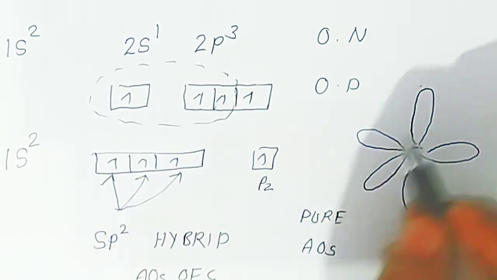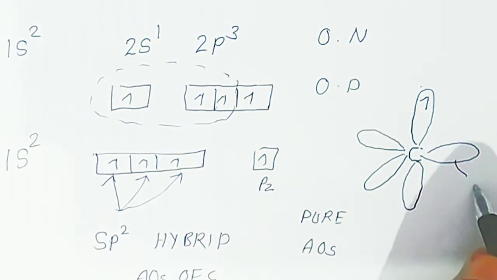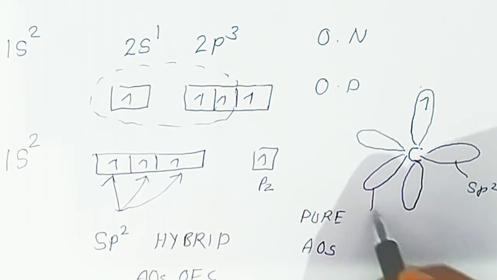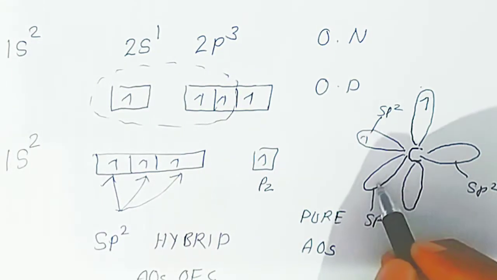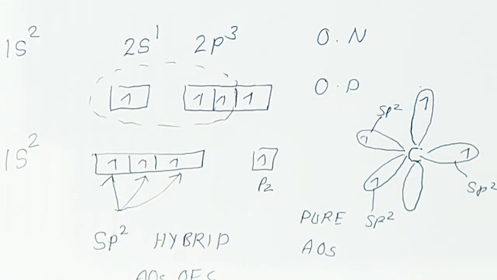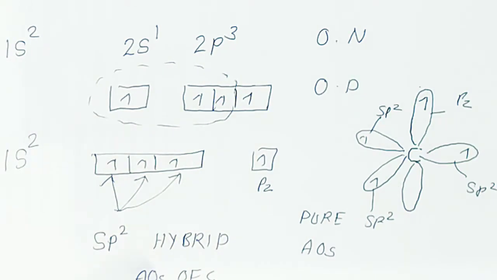Each of these sp2 orbitals also contains 1 unpaired electron. Okay students, this I have drawn, and this is your pure pz orbital. This is the diagram I have shown.